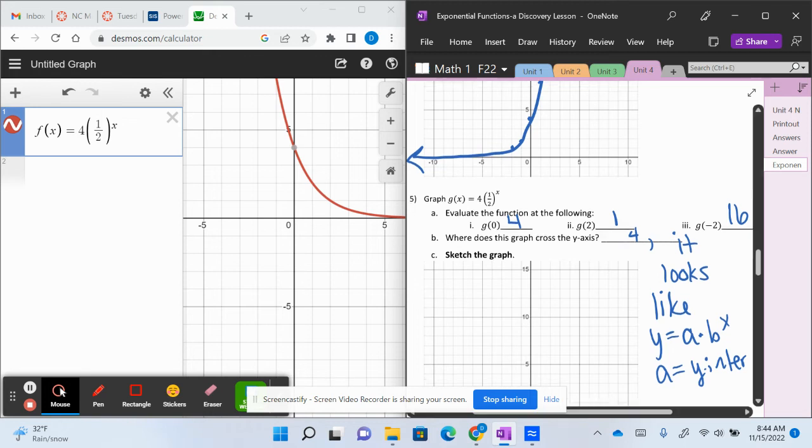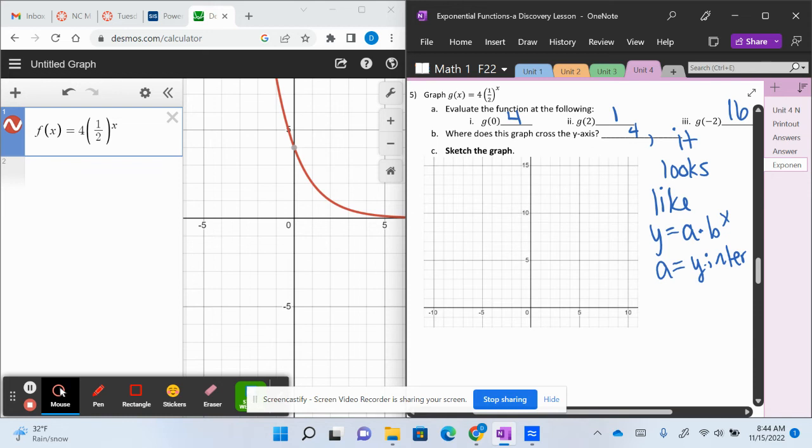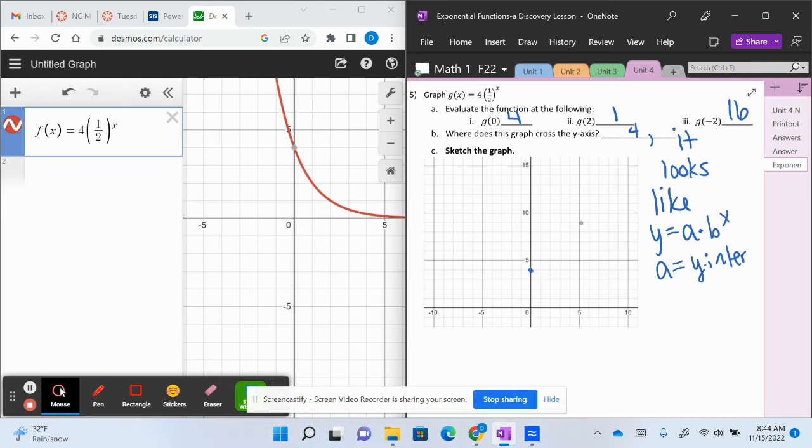All right. So let's sketch this graph really fast, and then we're going to do some basic filling out of notes, talking about what you just hopefully learned. So when x is 0, y is 4. When x is 1, y is 2. When x is 2, y is 1. When x is -1, y is 8. And when x is -2, y is 16. So this graph looks something like this.